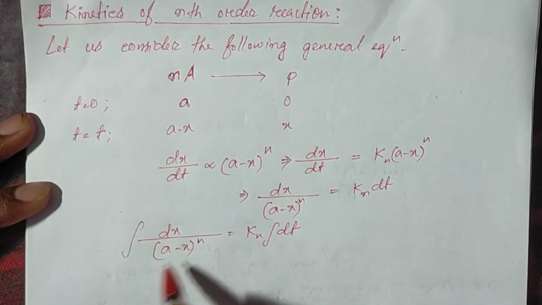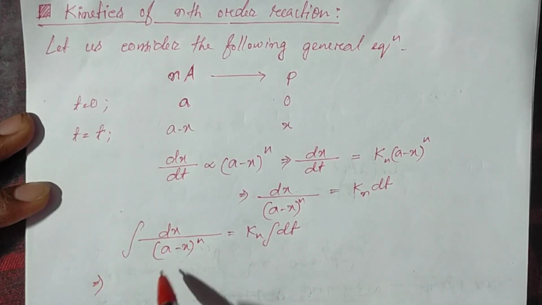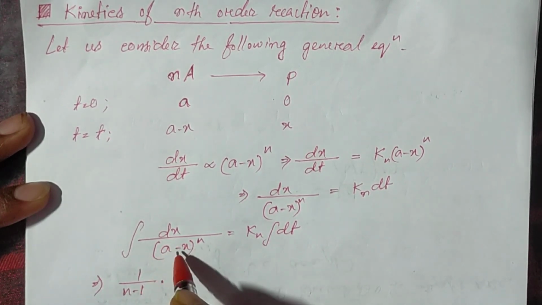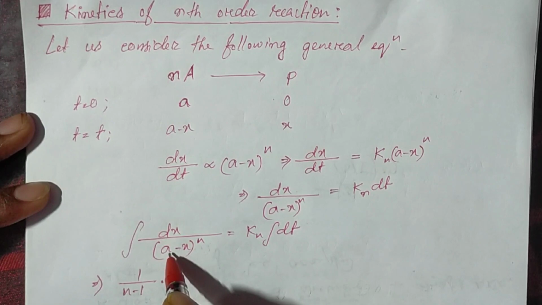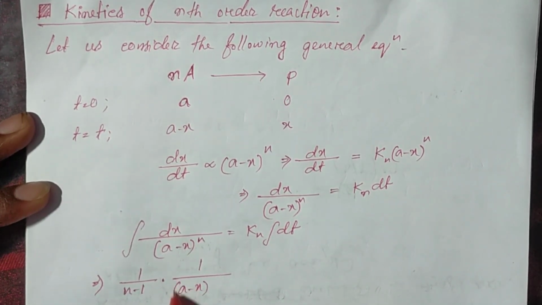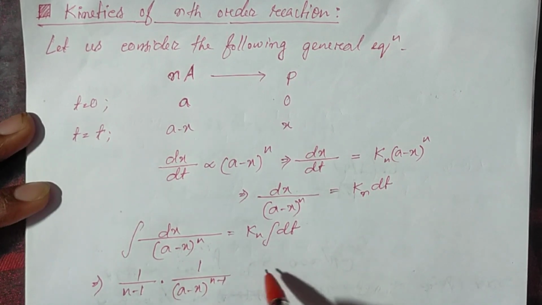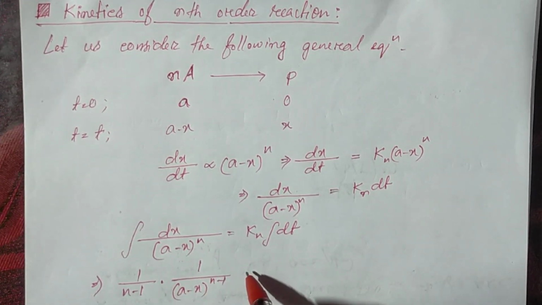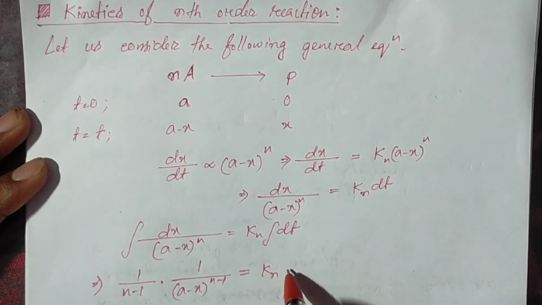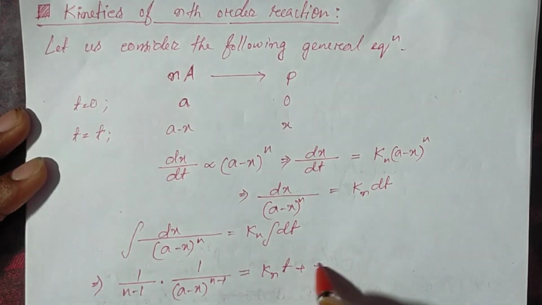If you integrate this equation, it will give you n minus 1. You have to memorize this. When you integrate 1 by (a minus x) whole to the power n, it will give you 1 by n minus 1 into (a minus x) whole to the power n minus 1. So this is a mathematical equation, and it will give you kn t plus c.